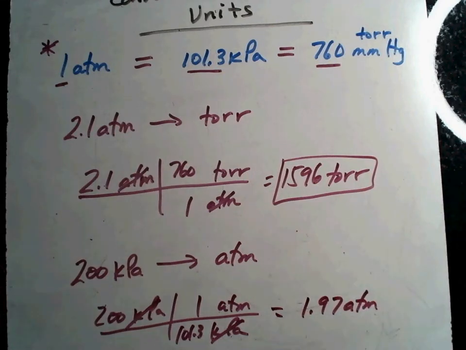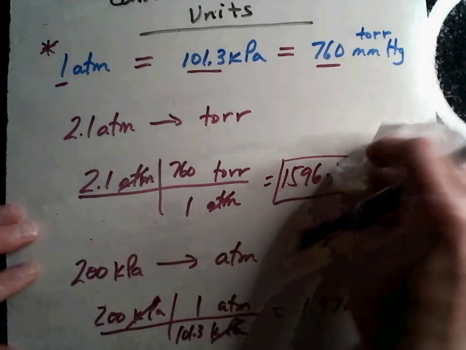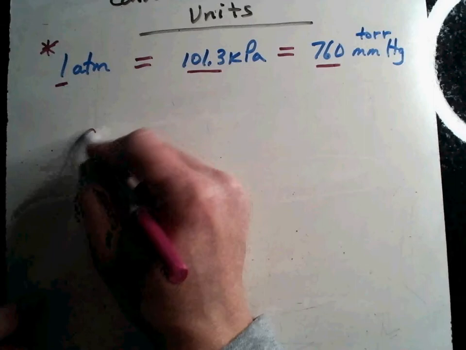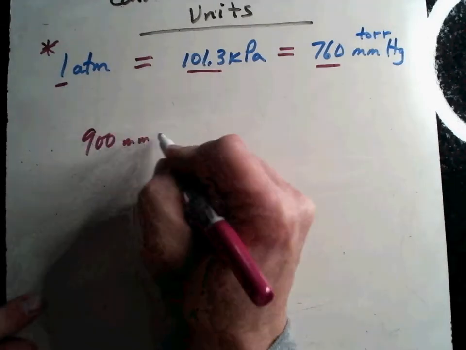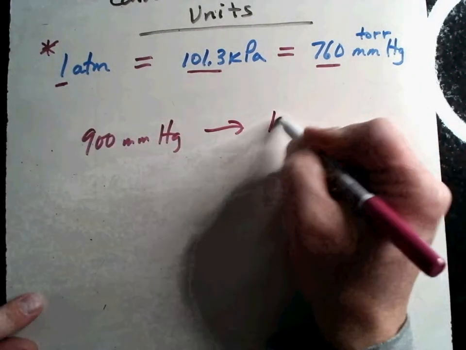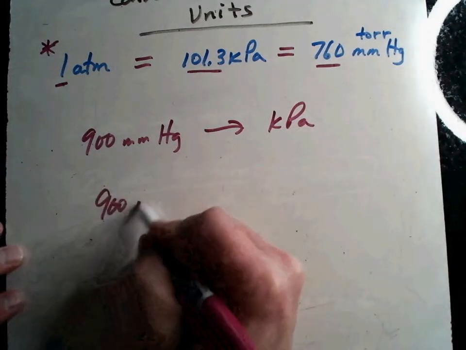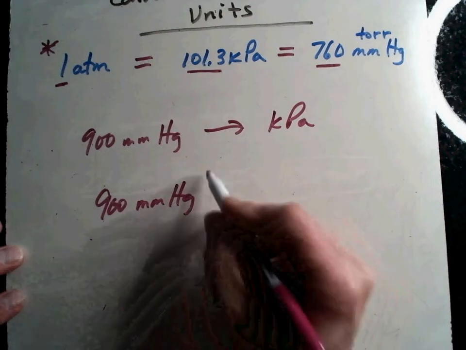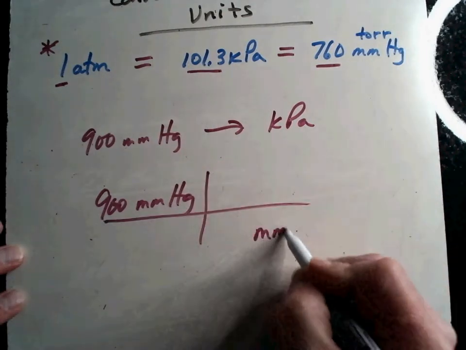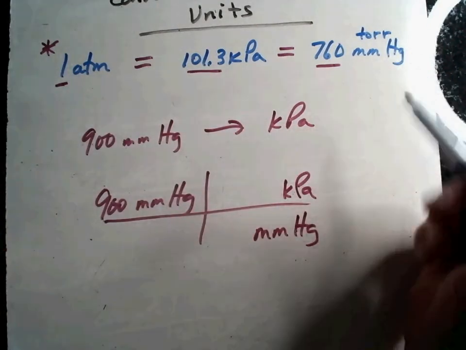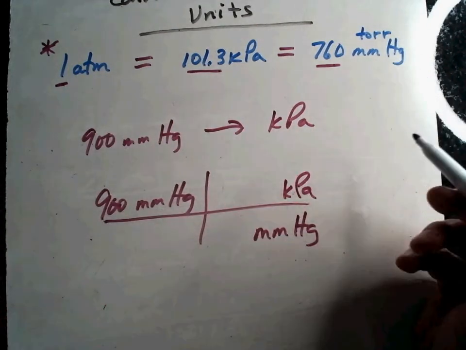Okay? Let me erase real quick and try one more. Let's say that we wanted to have a different unit. Okay? So let's say that we had 900 millimeters of mercury and we needed it to be in kPa. Again, it's the exact same math. 900 millimeters of mercury, railroad track. Millimeters of mercury, kilopascals. So since they're all equal to each other, you can convert one to another very simply.